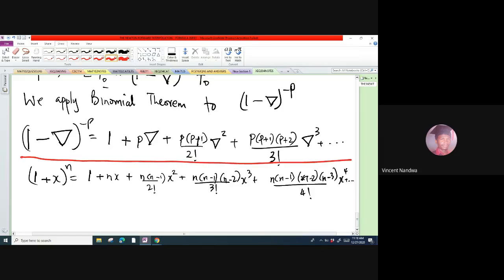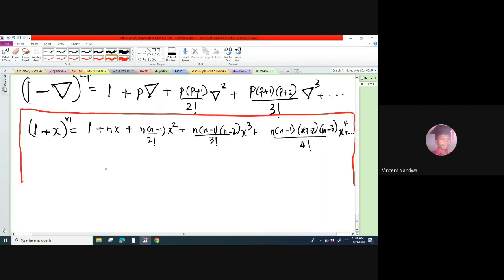So let me put in red to show that, by the way. Now, if we have 1 minus backward raised power minus p, remember, this can be written as 1 plus minus backward, and then raised power minus p. So therefore, the role of x is taken by the negative backward operator, and the role of n is taken by minus p. So let's try to replace these values into the formula.